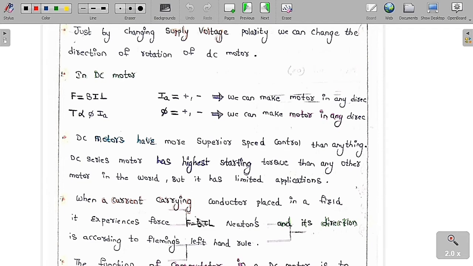So its direction we can figure out with the help of the Fleming left-hand rule, or simply, as I have already told you, F = I × B. With the help of that equation also, we can figure out the direction of the torque or force on the conductor. So whenever a current carrying conductor is placed in a magnetic field, it experiences a force whose magnitude is F = BIL newtons, and its direction is according to the Fleming left-hand rule because it is going to act like a motor. So whenever you keep a current carrying conductor in a magnetic field, the torque is going to get exerted. It is going to act like a motor. So its direction we can easily figure out with the help of the Fleming left-hand rule, or F = I × B.